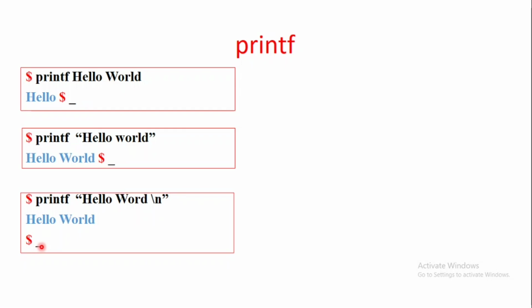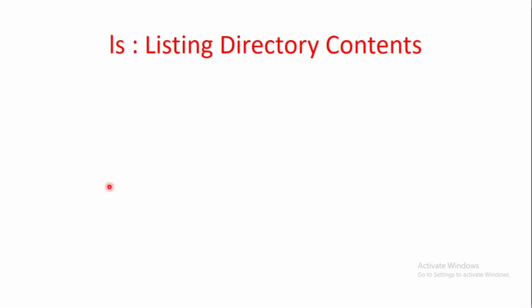Let us look into the next one, the ls command. The ls command is used for listing the directory contents. A directory, in other words, is nothing but a folder. In Windows we make use of the word folder, right? But whenever we talk in Unix language, we make use of the term directory. So it displays the contents of the directory.